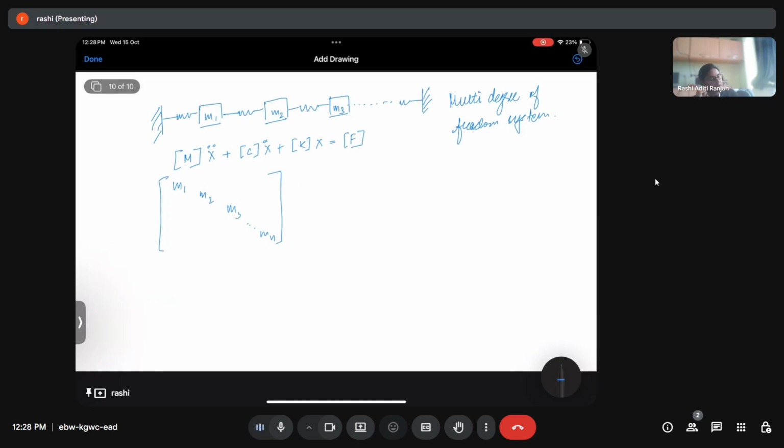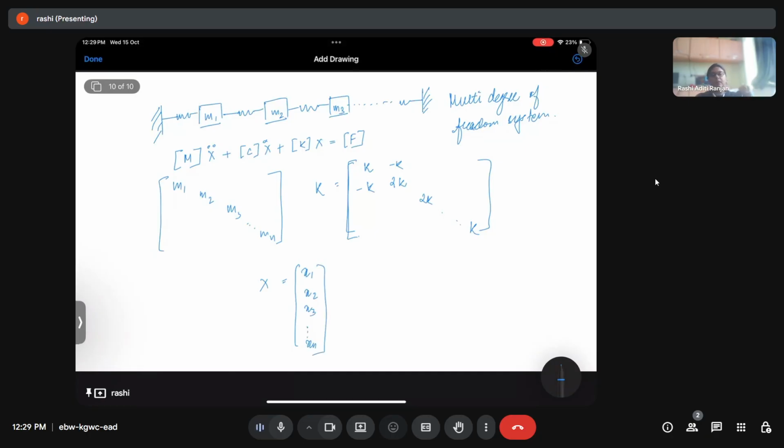Okay. And for example, K, if we want to write, it is going to be something like 2k, 2k, dot dot dot like this. It is going to be k, minus k. Likewise. Okay. Anyways, so this is the case that can happen. Apart from that, x, how is x going to be? x1, x2, x3. This is how we write it in the matrix form.